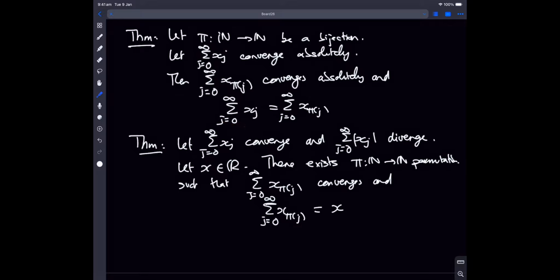But the second theorem gives a very negative answer. It tells us that if the convergence is there but it's not absolute, that is to say the sum of the absolute values of xj's diverges, then changing the order can completely change the sum. You will still get a convergent series, but this series can sum up to anything you want, right? The statement is that you give yourself any target number x, there is a certain way of reordering the natural numbers such that with that ordering, the sum of the x pi j gives you x.